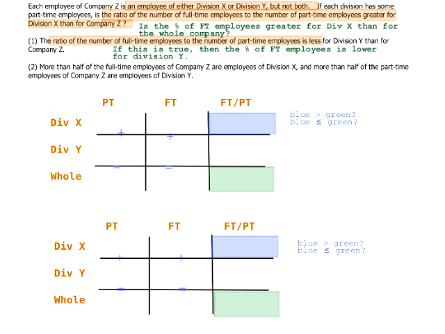All right, statement 1, the ratio of the number of full-time employees to the number of part-time employees is less for division Y than for company Z. So, in other words, literal ratios. So let's say that this is, let's call this L for less, and let's call this R for the entire thing.